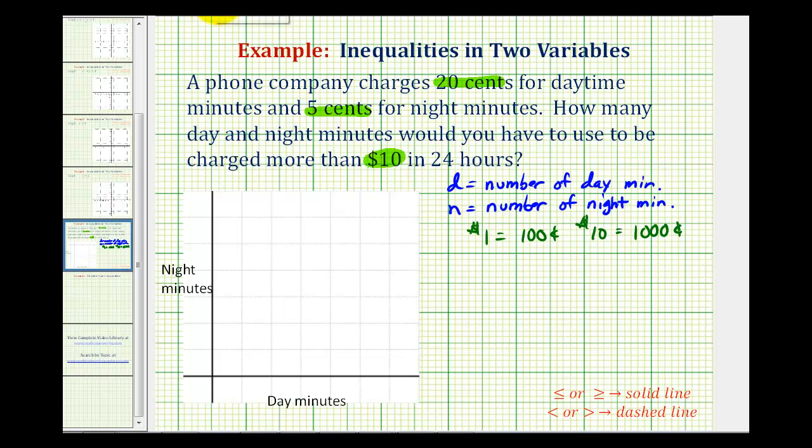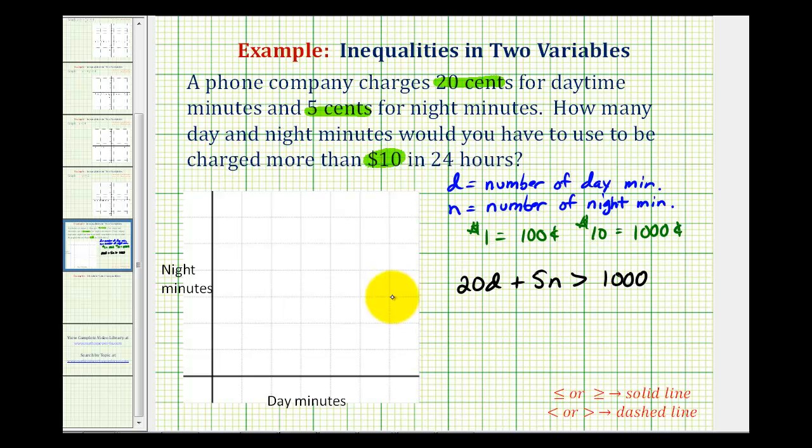Now see if we can write an inequality to represent this situation. Every daytime minute costs 20 cents, so the amount of money spent on daytime minutes would be 20 cents times D, plus the amount of money spent on nighttime minutes would be 5 cents times the number of night minutes, or 5 times N. We want to know when this would be more than $10 in 24 hours, or greater than 1,000 cents. So now we'll go ahead and graph this inequality, where the graph would show all the possible solutions to this given inequality.